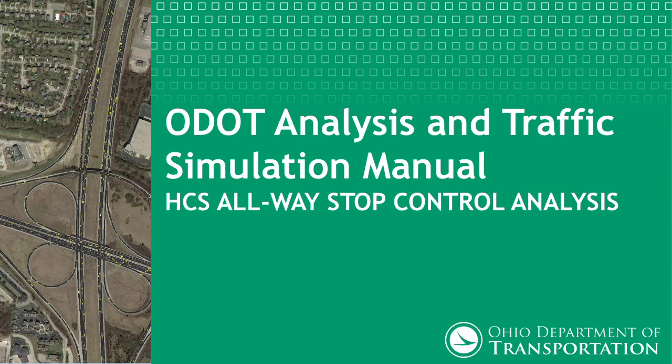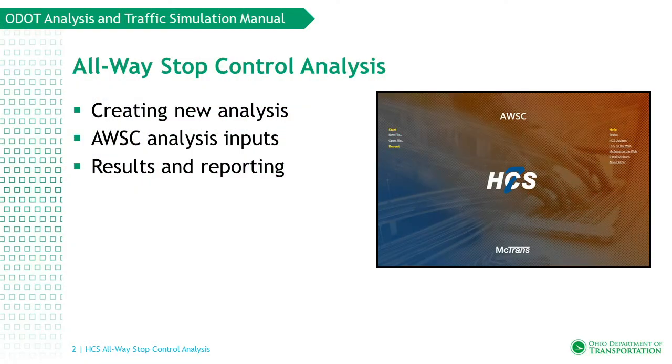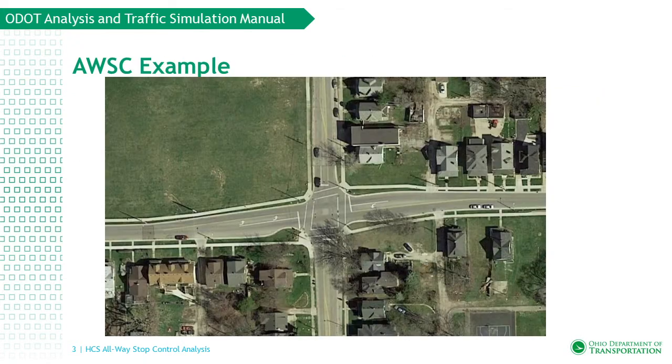This training details conducting all-way stop control intersection analysis using the Highway Capacity Software. This video will detail creating a new analysis, inputs and results, and reporting within HCS. It is important to note that this training was created with HCS 7. For this training video, analysis for a sample all-way stop controlled intersection will be conducted. The sample intersection has a shared through and right lane on each approach and an exclusive left turn lane.